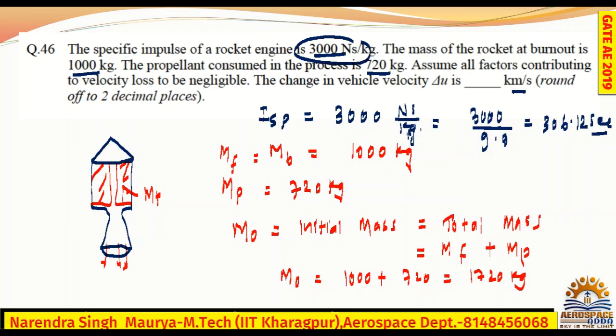Here I will keep this value in kilometer per second, so 1.62 only you have to write. That is your answer actually.